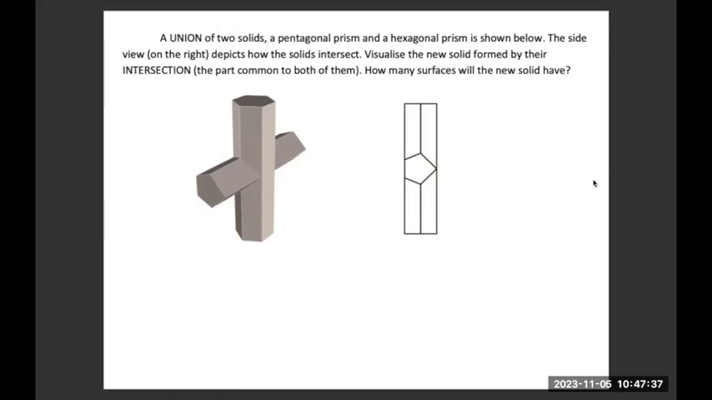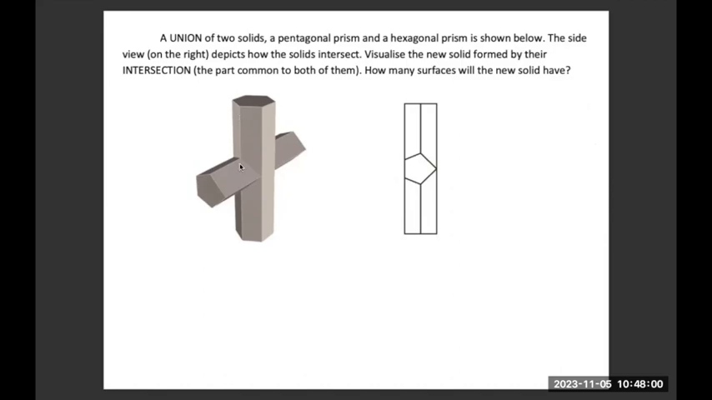Ma'am, the part that passes, the middle part of the pentagon after they intersect, what solid will be there and what will be the number of surfaces that that solid will have of the intersection? Do you mean both the hexagonal and pentagonal together, or only the pentagon?